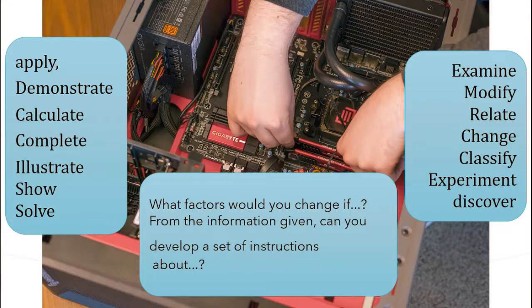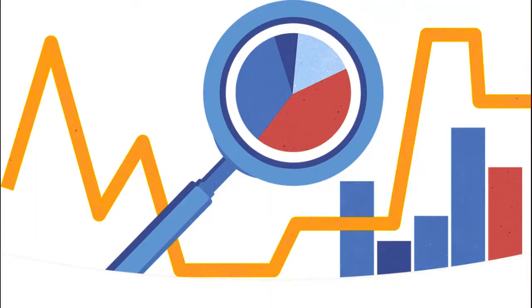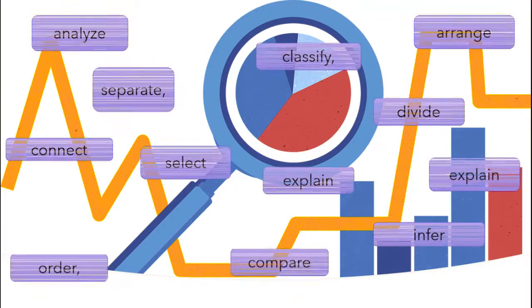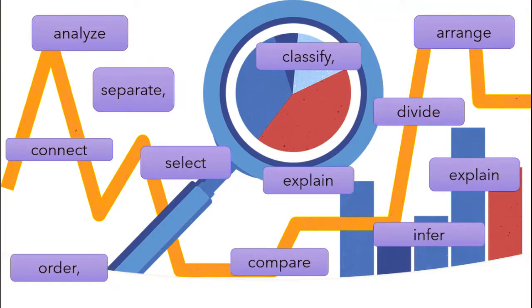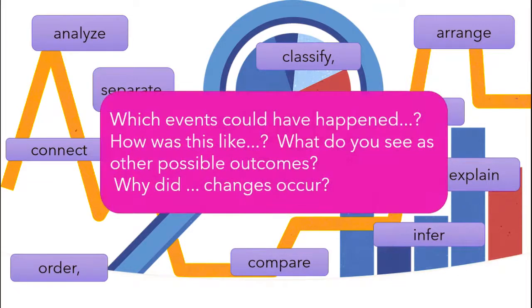And then the next one, after application, or being able to do or test what you have learned, you would now proceed to analysis. Analysis now would pertain to being able to see patterns of organization, parts of recognition, identifying hidden meanings, and identification of components. Common questions would be, which events could have happened? How was it like? What do you see?